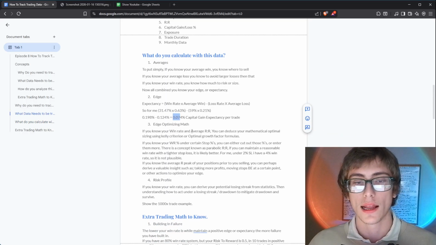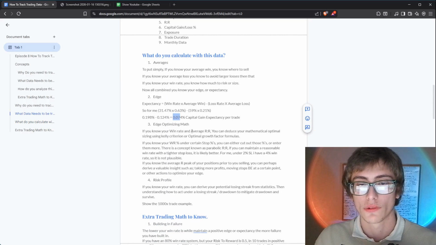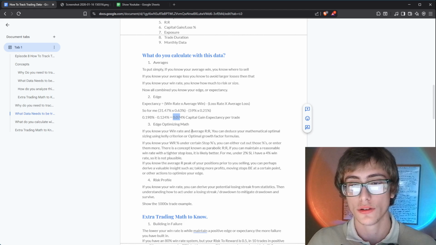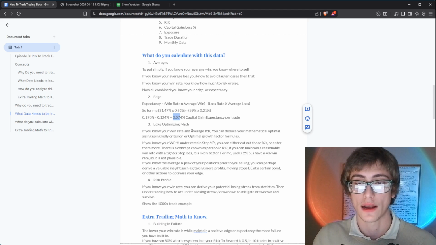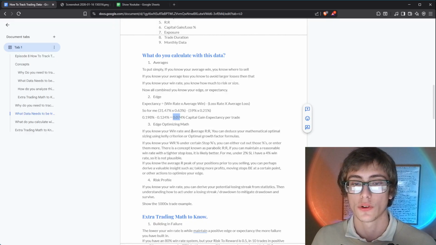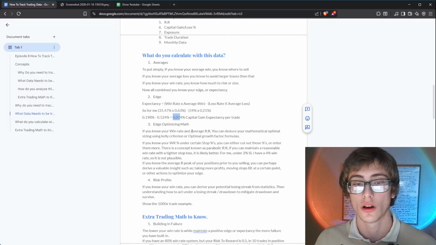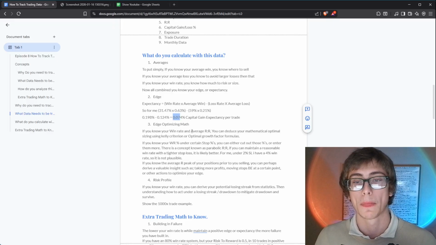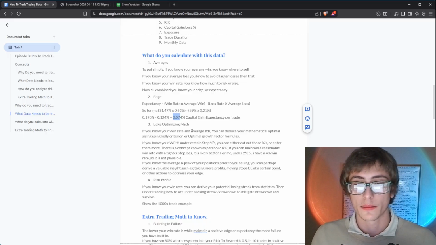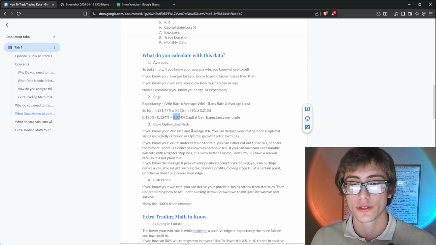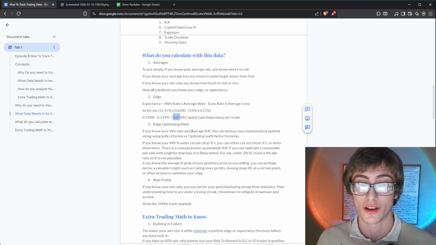So point number three, edge optimizing math. If you know your win rate and average risk to reward, you can deduce your mathematical optimal sizing using Kelly criterion or optimal growth factor formulas. So if you know your win rate percentage under certain stop percentages, you can either cut out those percentages or enter them more. There's a concept known as parabolic RR, which I will cover later on. But basically, if you can maintain a reasonable win rate with a tighter stop loss, it is likely better. For me, under 2% stop loss, I have a 4% win rate, so it's not plausible.